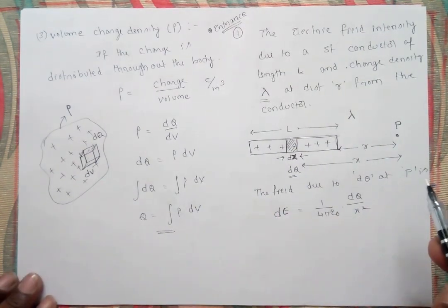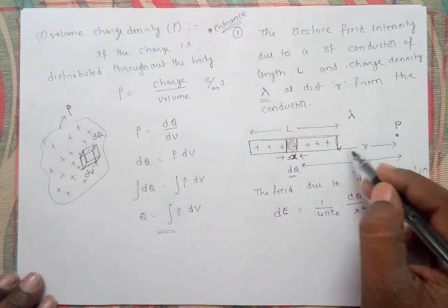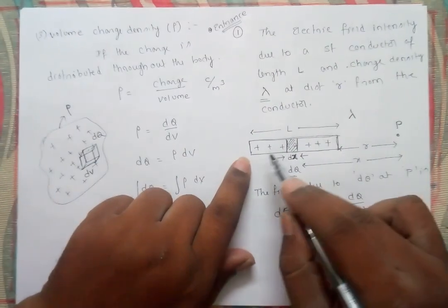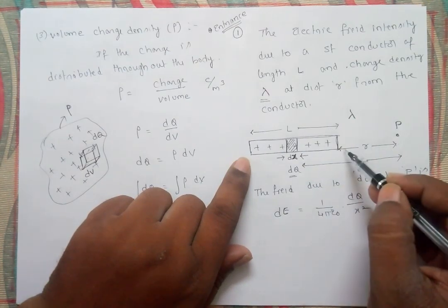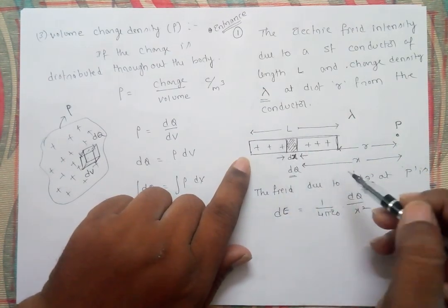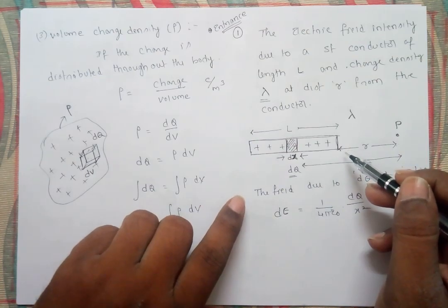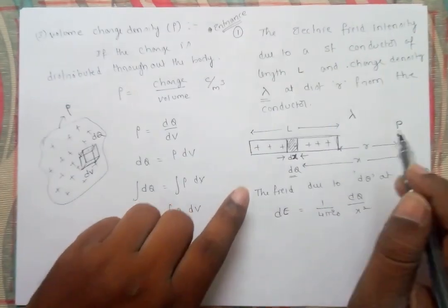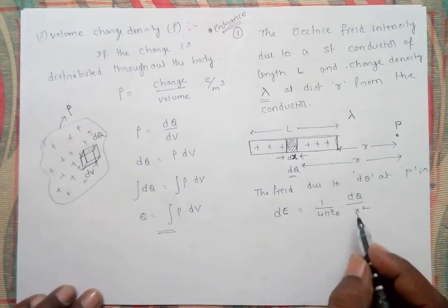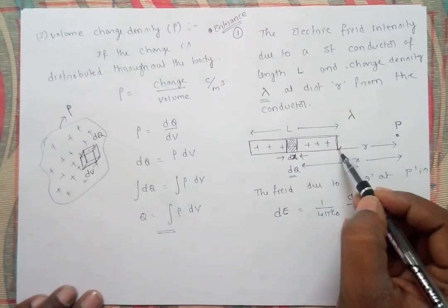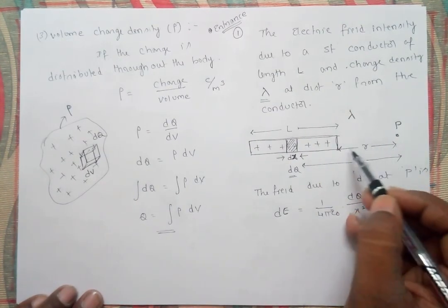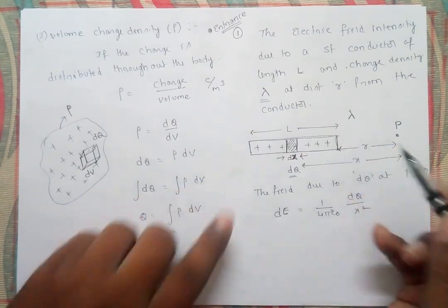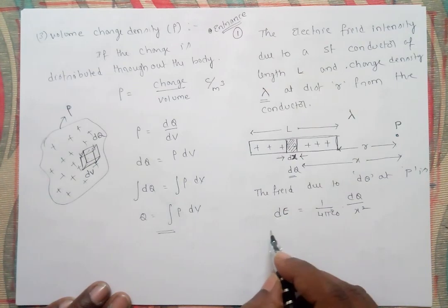But this is not the complete field, and we want to find the field due to the entire conductor. Entire conductor in the sense starting from distance r to this end, which will be r plus L. If you integrate from r to r plus L, you will get the total charged body. So this end will be at r distance from P and this end at r plus L distance from P. That's why we integrate on both sides.